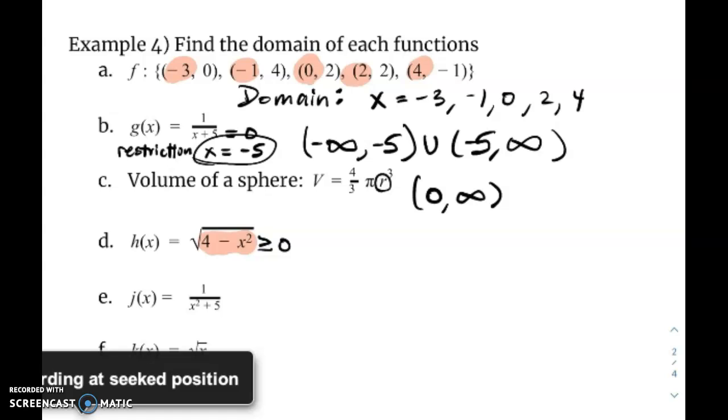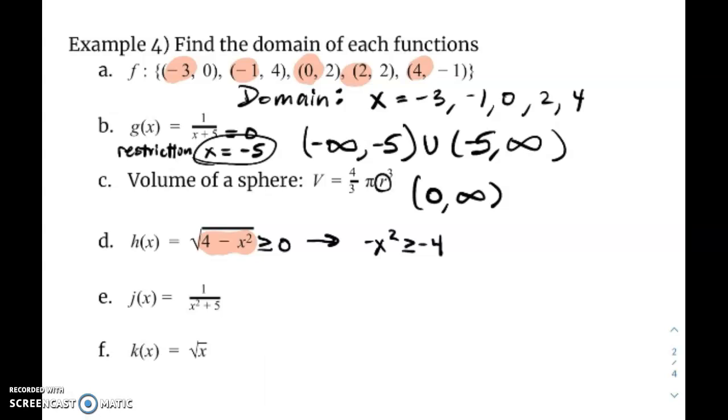All right, so from there we're going to solve for x. We're going to subtract 4 to the other side. So it'll be -x squared is greater than or equal to -4. We're then going to divide by -1. So when you divide by -1, you're going to have x squared, and you're going to flip your inequality around because you're dividing by a negative. Then we're going to take the square root of both sides. And you're going to get plus or minus 2 when you take the square root of 4. So that means this function only works when the x values are greater than or equal to -2 and less than or equal to +2.